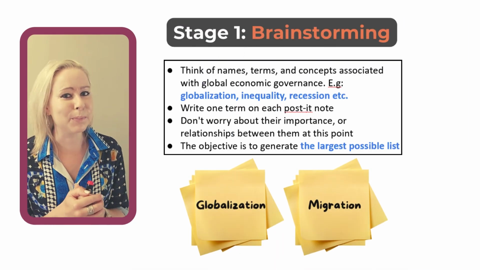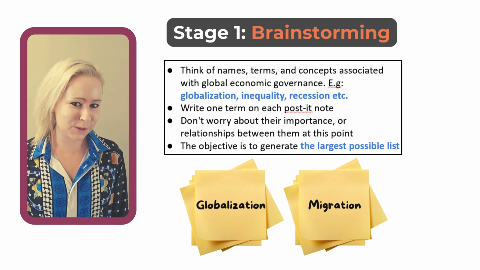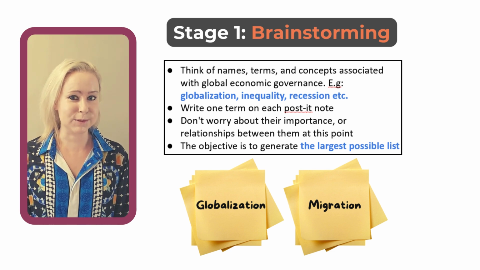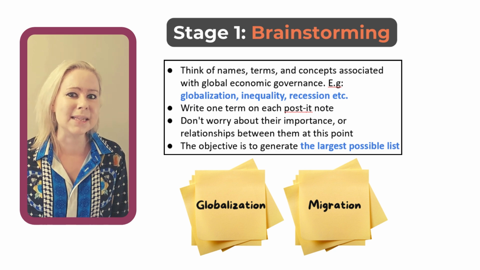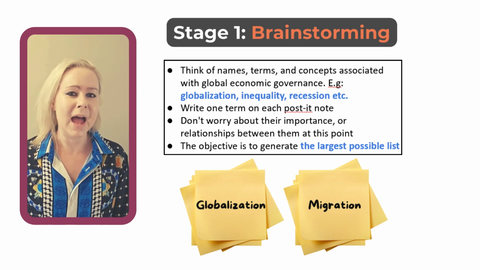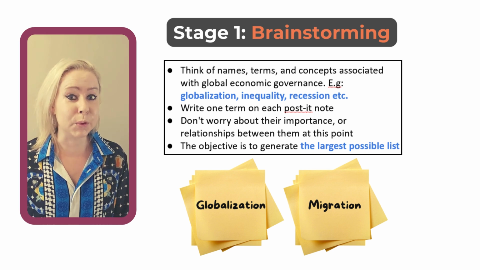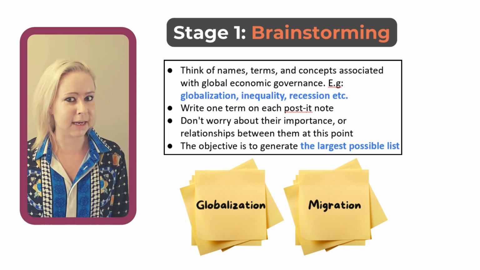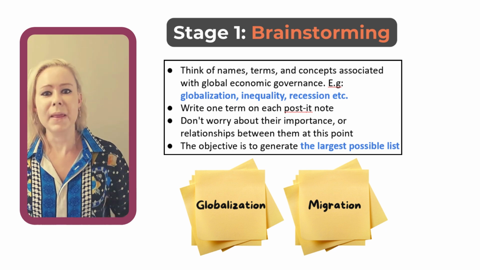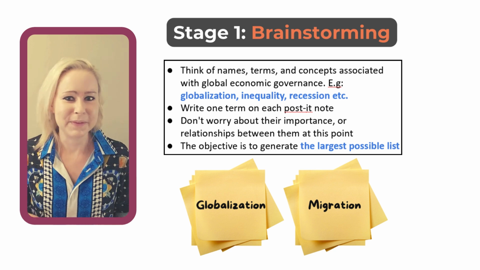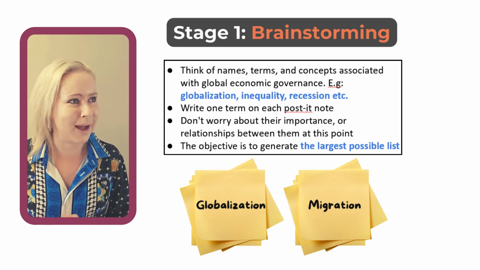So stage 1, brainstorming. The first thing to do is to organize students into small groups, and I find that usually between 3 and 6 is about the right number. And ideally they should be sitting at small group tables so they can work easily together. And for stage 1, you will need marker pens and post-it notes, or sticky notes, they're called in the US.